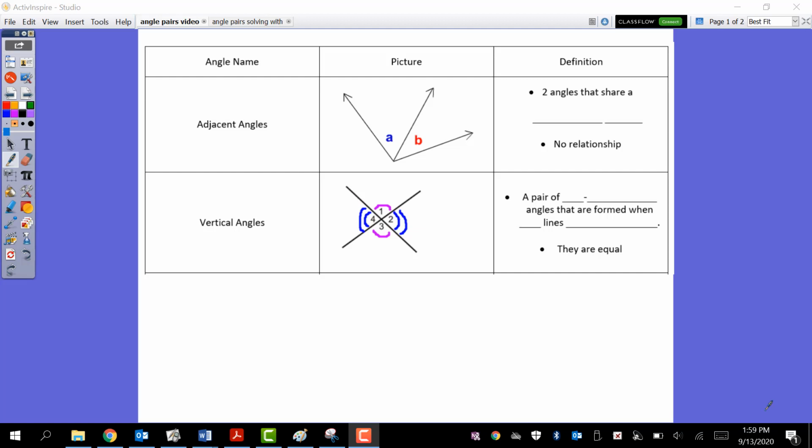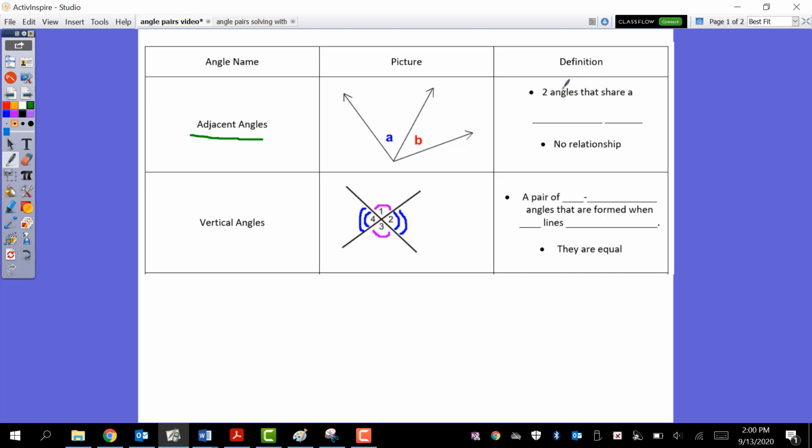All right, so now that we've started talking about angles, there are different pairs of angles, and if we can identify these pairs of angles, we'll be able to know specific relationships about them. So here we go. The first angle pair is adjacent angles. For adjacent angles, here's a picture of what they look like. Angle A and angle B there, they are adjacent.